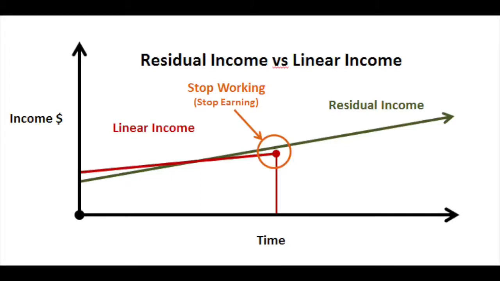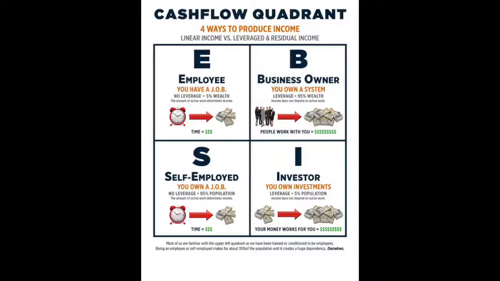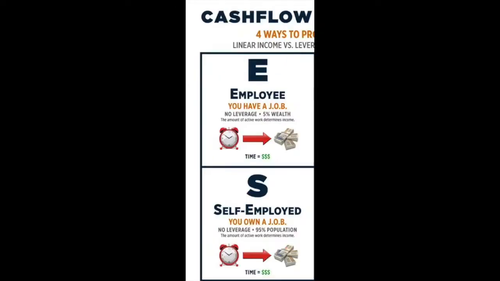I want to show a pictograph, and basically it breaks down how there's linear income where it's dependent upon how many hours you can put in. So if you're an employee, when you clock in, when you put in 8 hours, 12 hours, 16 hours, you're capped at how many man hours you physically put in.